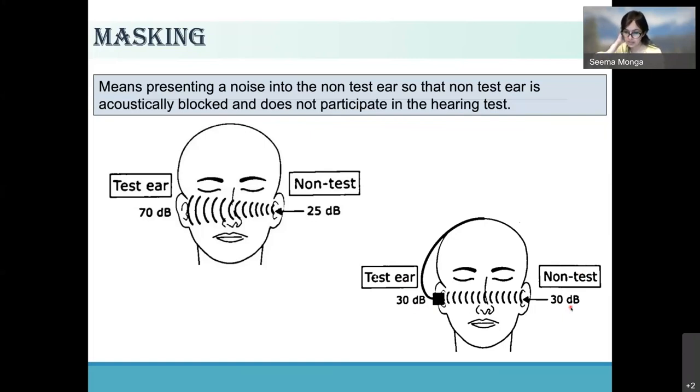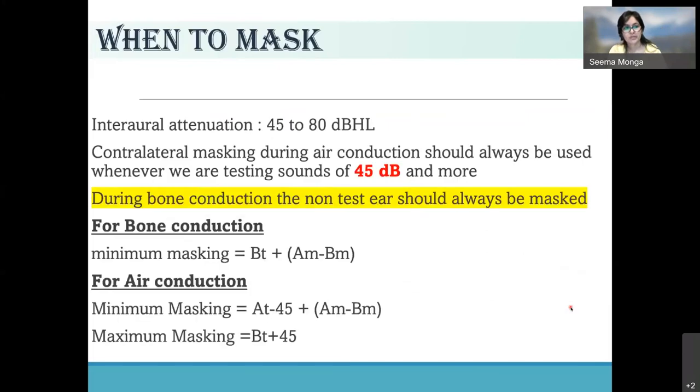You want to test this ear, you don't want this ear to hear. So you mask this ear, this is masking, right? You do it with a masking headphone. If you're testing the right ear, you do not want the left ear to hear. So you mask, in both air conduction and bone conduction, the left ear. So internal attenuation, I just told you.